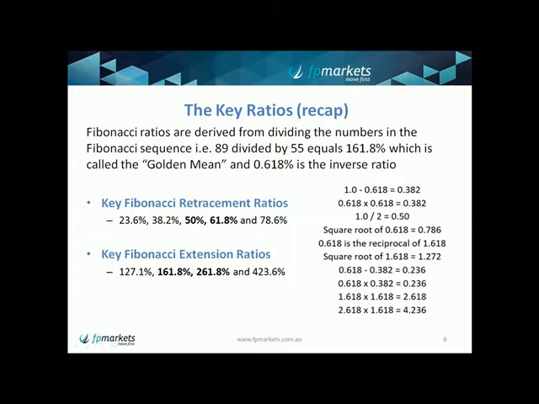But the key ratios that we'll be looking at for retracements are 23.6, 38.2, 50%, 61.8, and 78.6. These are the ratios that I'll be looking at when I find two swing points, a swing low and swing high, apply the Fib ratio, and then measure the pullback.